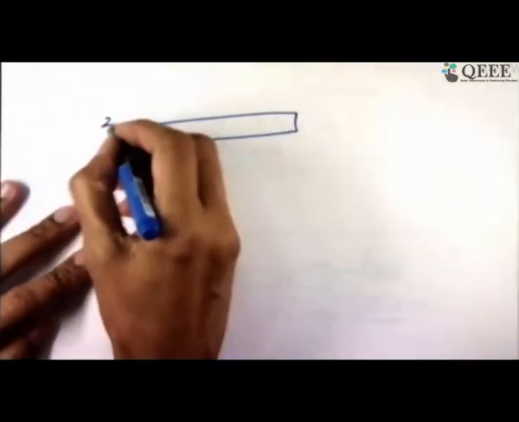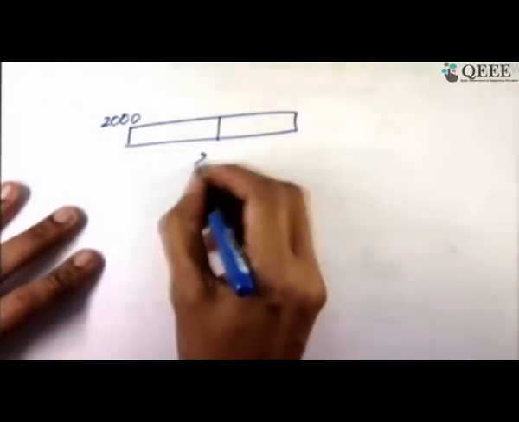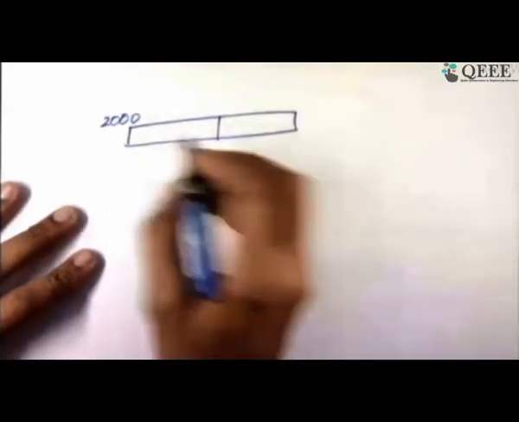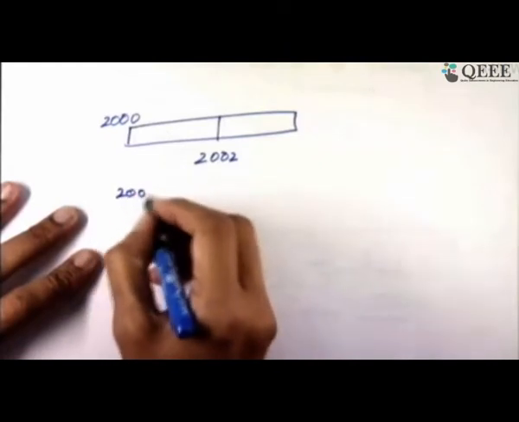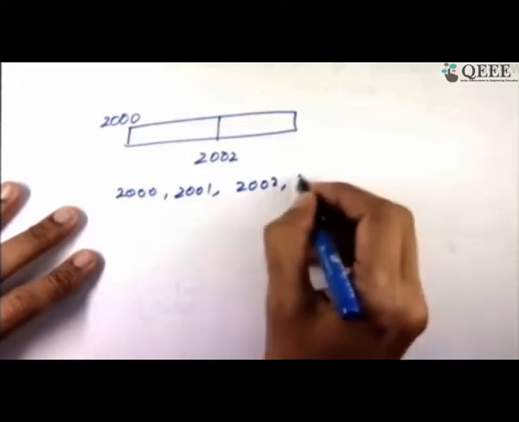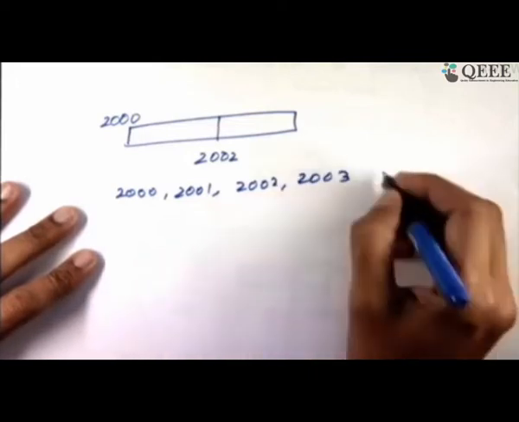So this is 2000. Here is somewhere 2002 in the middle, and of course the bytes allocated are 2000, you should check it out, 2001, 2002 and 2003. This is the last byte for an int entity.